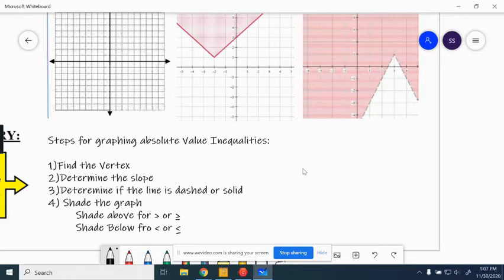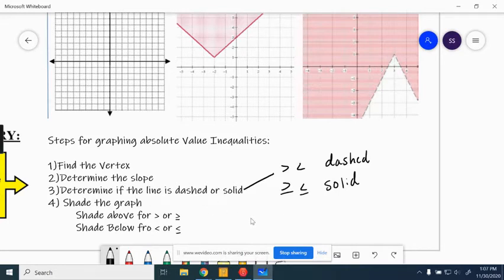Step 1 is going to be to find the vertex. Step 2, determine the slope. Step 3, determine if the line is dashed or solid. And let's just review that really quick. If it's greater than or less than, it's going to be dashed. And if it is greater than or equal to or less than or equal to, it's going to be a solid line. Okay? And number 4, graph, shade the graph.